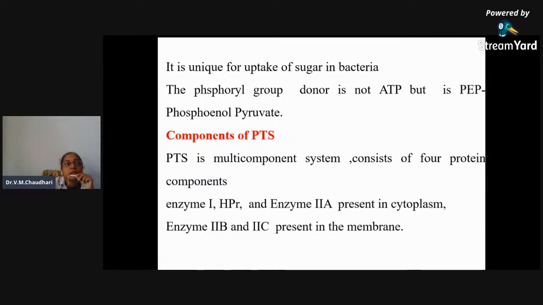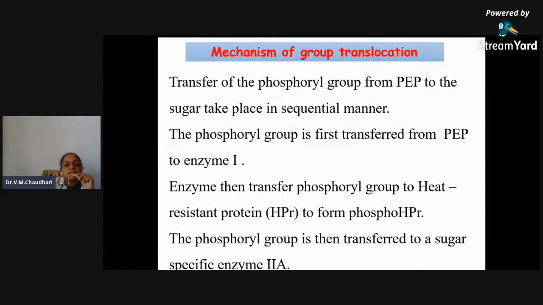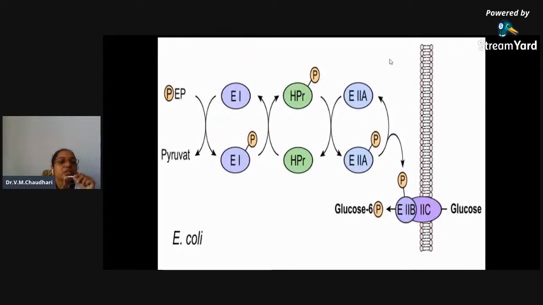Phosphate group कौन donate करते हैं? Phosphoenol pyruvate. Okay, what are the components of PTS? Enzyme first, HPR and enzyme second A are present in the cytoplasm. Enzyme second B and enzyme second C are present in the cell membrane. हे एवढ्या सगळ्या सिक्वेन्शियल स्टेप तुम्ही सगळ्या लिहू शकाल जर तुम्ही हे व्यवस्थित समजून घ्याल तर. व्हॉट इज मेकॅनिझम? फॉस्फोइनॉल पायरुवेट डोनेट फॉस्फेट ग्रुप टू एन्झाईम फर्स्ट. पायरुवेट इथून रिलीज होतं, एन्झाईम फर्स्ट बिकम फॉस्फोरिलेटेड.